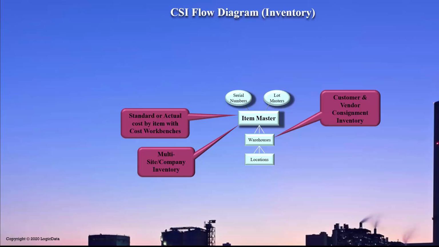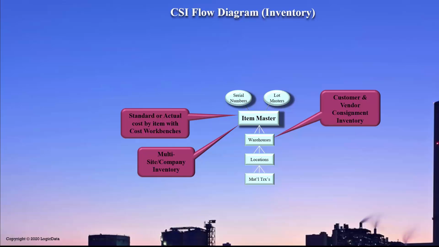Of course, within a warehouse, you could have one-to-many locations, rows, shelves, bins, where different inventory items can be stored. Multiple items could be stored in the same location, or the same item could be stored in multiple locations across warehouses globally.